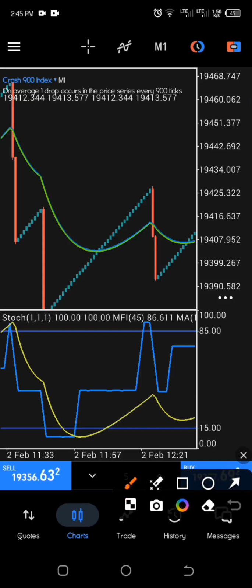So the first thing we want to do is just to add the indicators, then we dive into how the strategy works. So the first thing you have to do is just click on this icon you are seeing at the top. This is where we are going to be adding all our indicators.